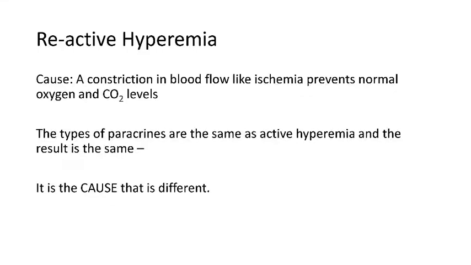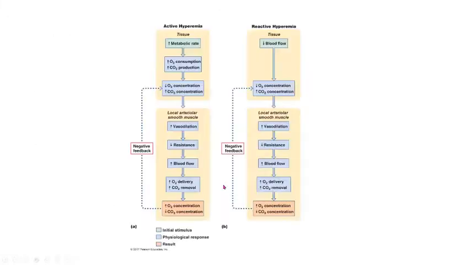So if I have a constriction, we call it ischemia. We have a lack of blood flow, right? So if I have a decrease in blood flow, I will get a buildup of metabolites. And the paracrines are the same, and we get the same effect of dilation. It is the cause that is different. And in class, I gave the example of the string around your finger, or a tourniquet, or a blood clot. Anything that prevents blood flow will cause reactive hyperemia.